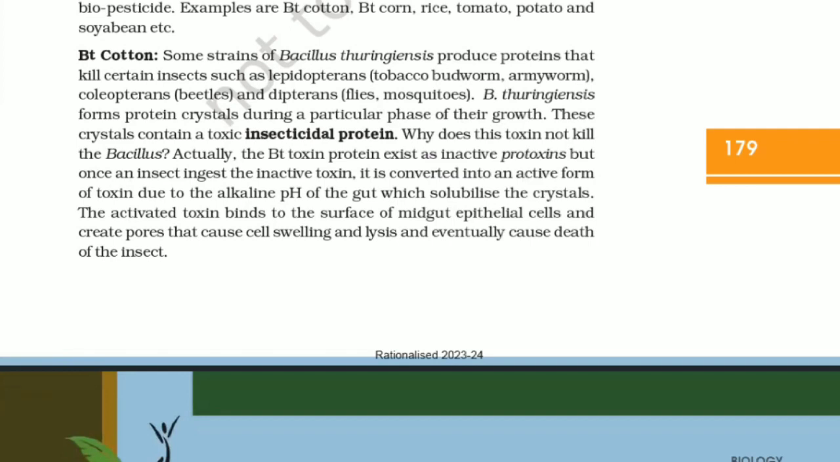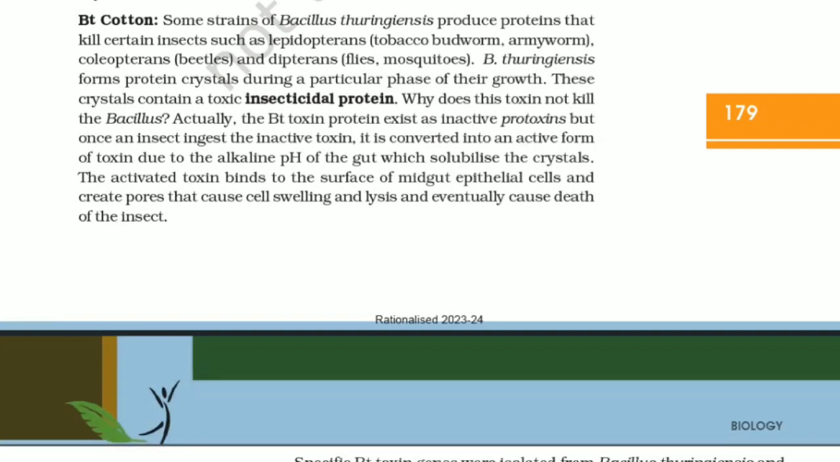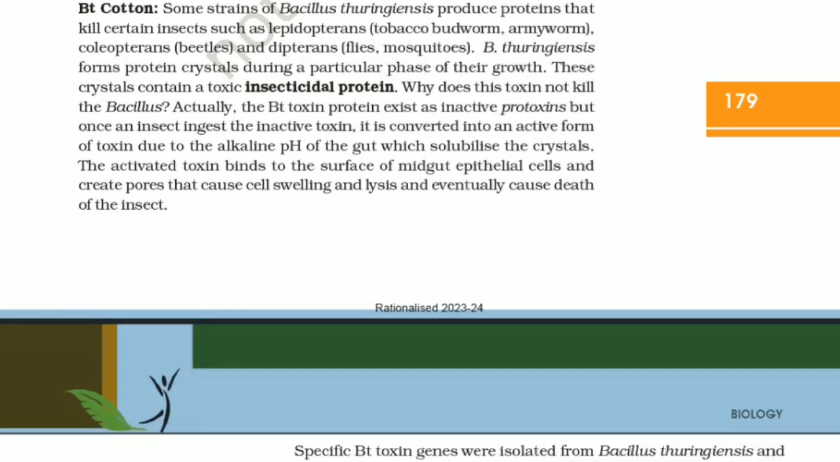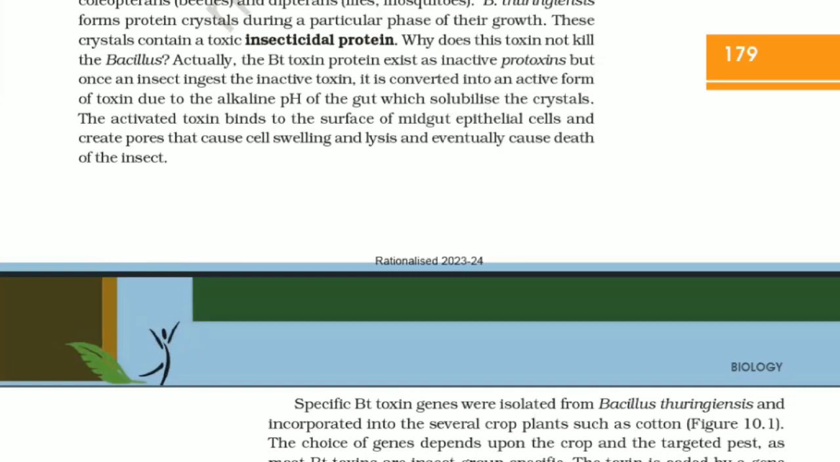Bt cotton. Some strains of Bacillus thuringiensis produce proteins that kill certain insects such as lepidopterans (tobacco budworms, armyworm), coleopterans (beetles), and dipterans, that is flies and mosquitoes. Bacillus thuringiensis forms protein crystals during a particular phase of their growth. These crystals contain a toxic insecticidal protein. Why does this toxin not kill the bacillus?